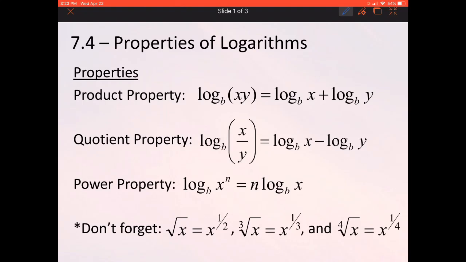Today we're going to talk about the properties of logs. You've probably been asking yourself, what do we use these logs for? Well, we use a log to be able to solve an exponential function where the exponent is unknown.